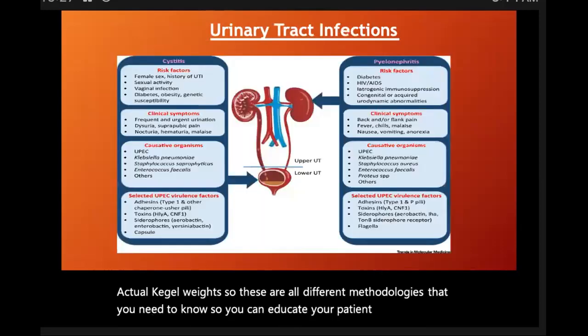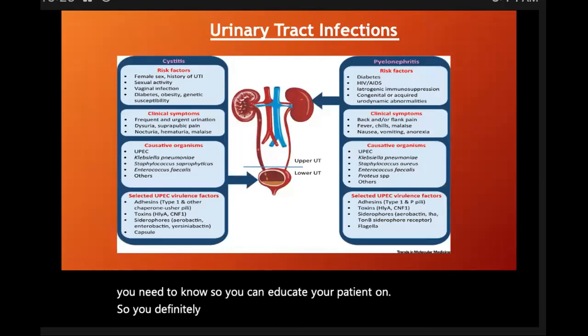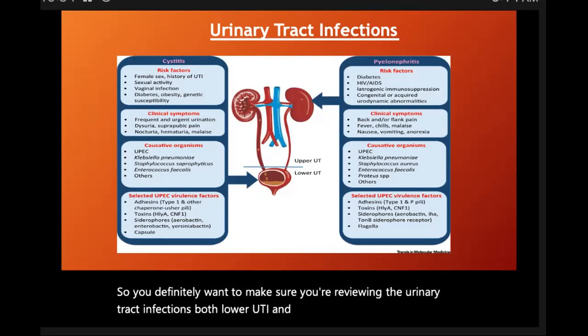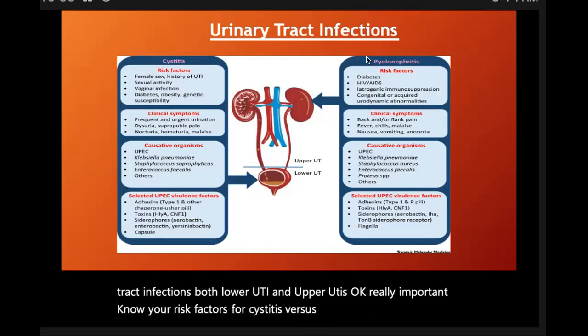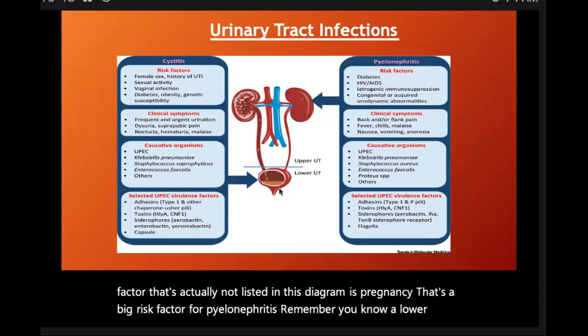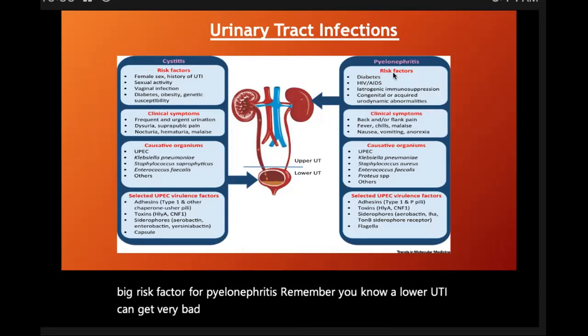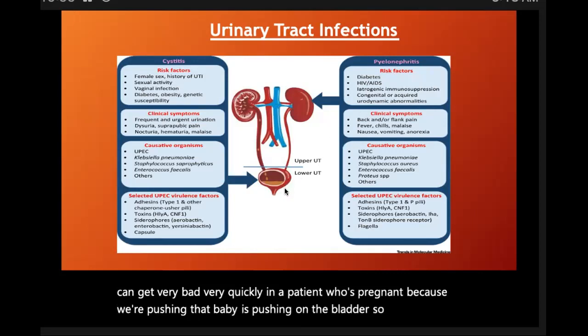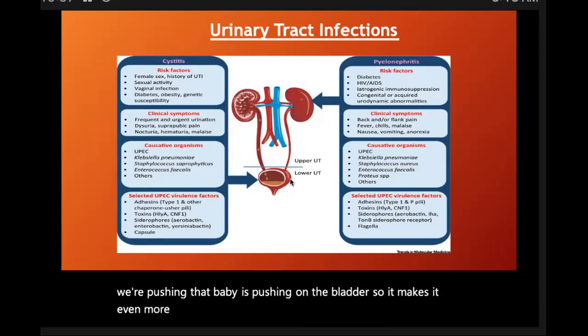So you definitely want to make sure you're reviewing the urinary tract infections, both lower UTI and upper UTIs, okay? Really important, know your risk factors for cystitis versus pyelonephritis. The one risk factor that's actually not listed in this diagram is pregnancy. That's a big risk factor for pyelonephritis. Remember, a lower UTI can get very bad very quickly in a patient who's pregnant because that baby is pushing on the bladder. So it makes it even more susceptible to getting UTIs and then getting even worse, an upper UTI.